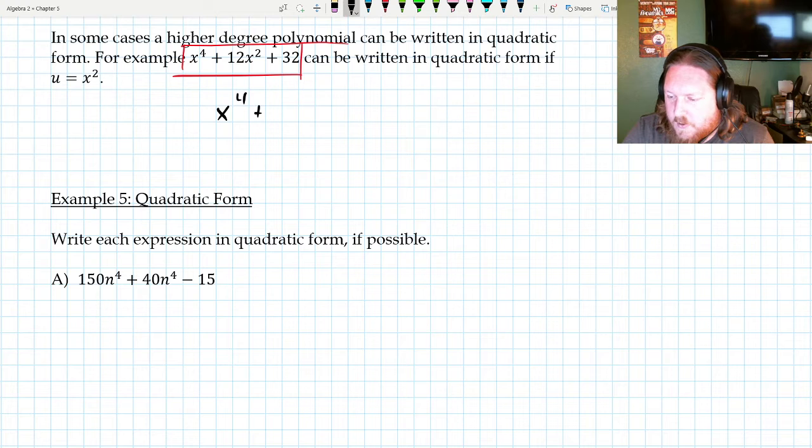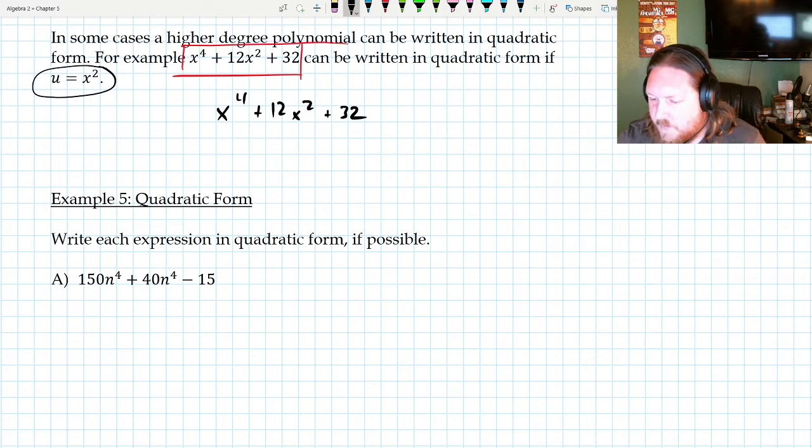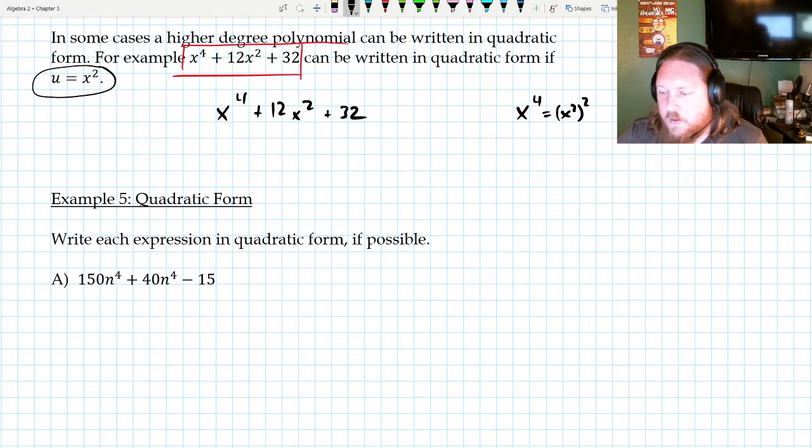x to the fourth plus 12 x squared plus 32, and can we somehow change it so that it becomes a quadratic? So the way we do that is we say, hey, let u be x squared. So think about it. If u is x squared, how could I rewrite x to the fourth? Well, that's really x squared squared, right? But u is x squared. So I'd write this u squared plus 12 times u plus 32.